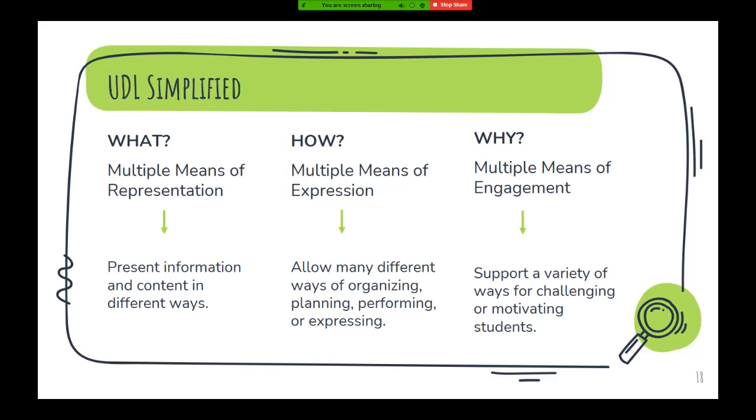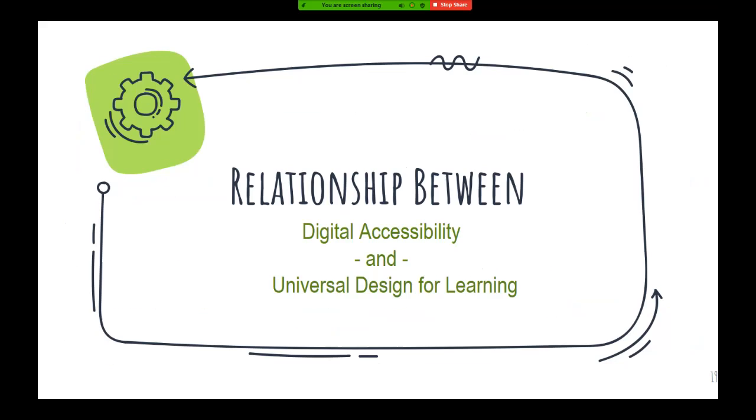So in this first column, we have the what, and that is multiple means of representation. So it's presenting information in different ways, basically. The how, the second column, is to allow for different ways to organize information. And the why, and that's multiple means of engagement, is to allow for a variety of ways to challenge and motivate our learners.